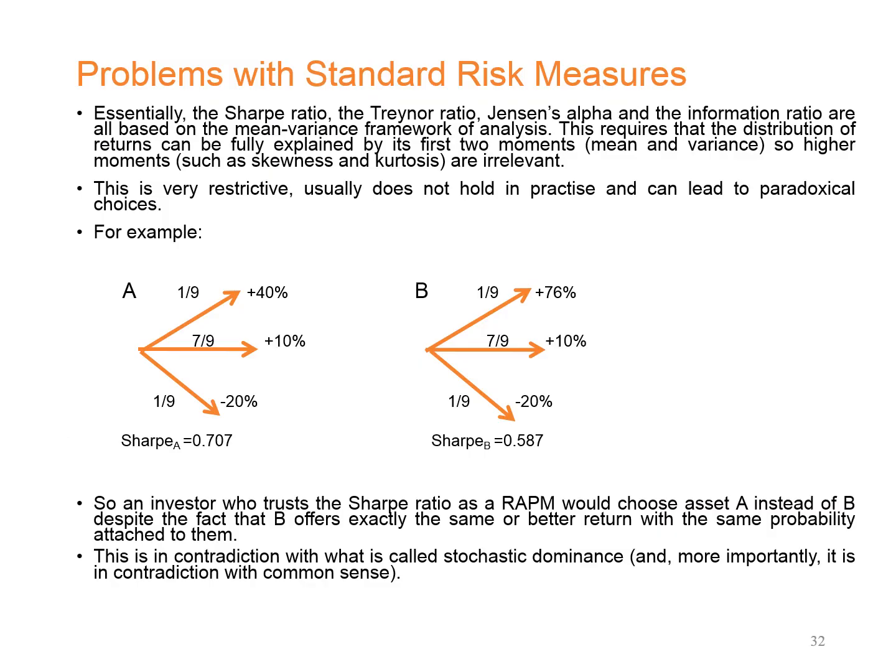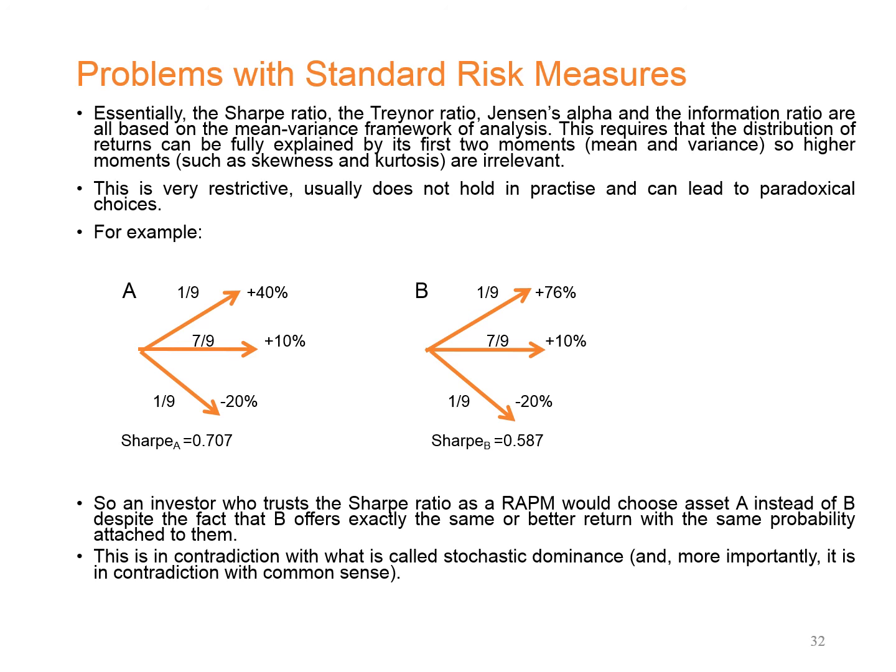The four performance measures are based on mean variance framework. This requires the distribution of returns be fully explained by mean and variance. If the distribution of return is non-normal, as reflected in skewness and kurtosis, the performance measures may have limitation.